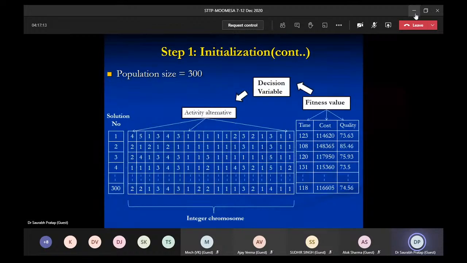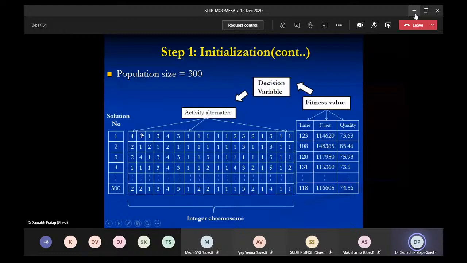Now, for this problem I have considered a population size of 300. You can see that I have considered 300 as the number of population, and this one is the activity alternative. So you can see that we have 18 activities, and this one is selected randomly by the programming. Just like in the first activity, the fourth bidding is giving the best possible solution, and in the second activity, the fifth solution is giving the best solution.